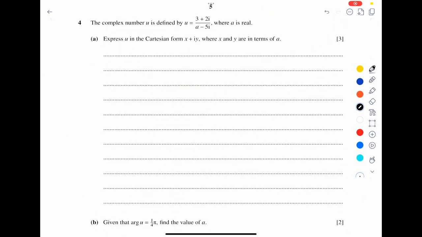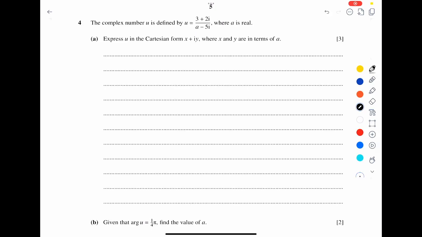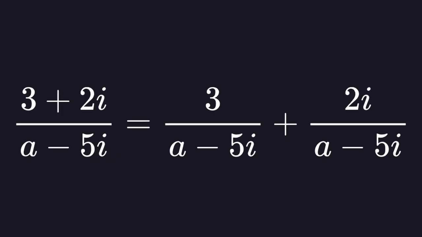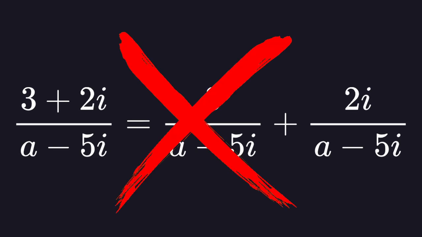Here, they give us a complex number and want us to put it into Cartesian form, which means the form x plus iy. Now, the hurdle we're facing here is the fact that our complex number is presented in such a way that we have two imaginary components, whereas x plus iy obviously only has one. If we go about this by splitting up the fraction into 3 over a minus 5i plus 2i over a minus 5i, that's obviously wrong, since it's not the form that we want.